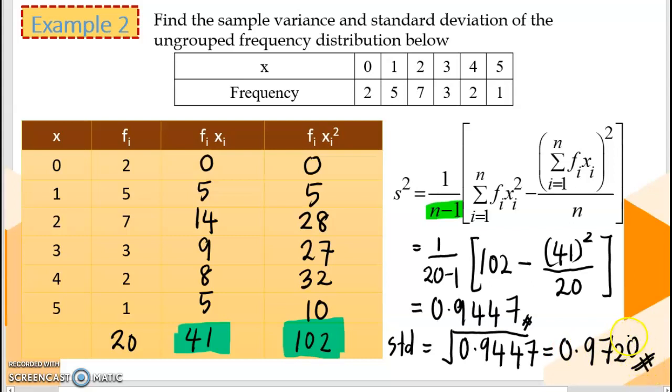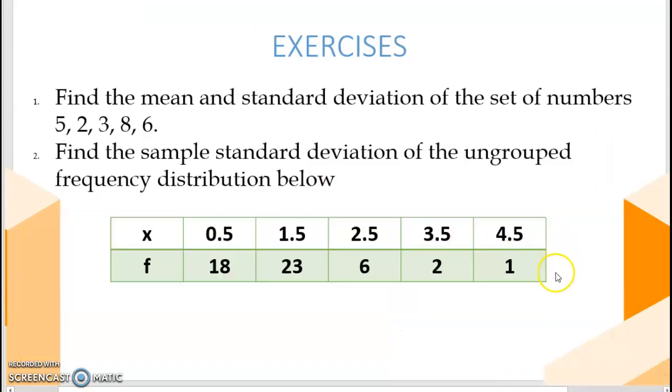So that's all for variance and standard deviation for ungrouped data. Please do the exercise for more understanding.